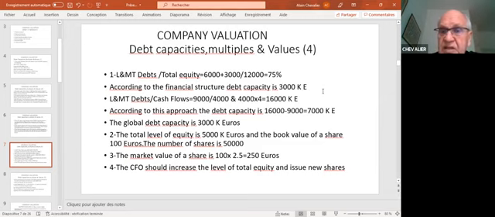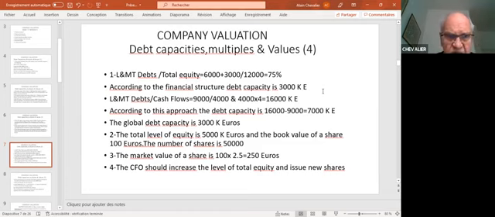is to bring more cash in an equity issue. It means if you are the CFO, you should ask the shareholders to buy new shares, bring cash, and increase the level of total equity.